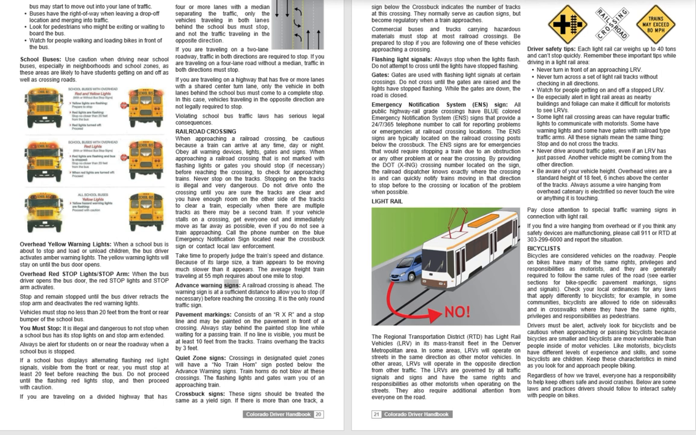Advance warning signs. A railroad crossing is ahead. The warning sign is at a sufficient distance to allow you to stop, if necessary, before reaching the crossing. It is the only round traffic sign.